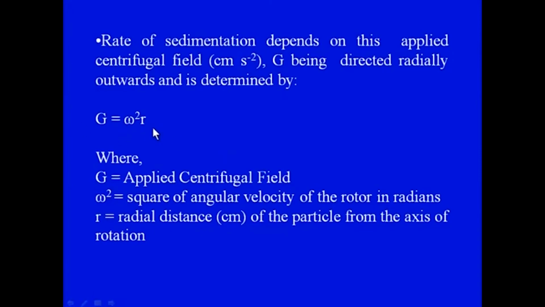Omega is the angular velocity, and this is the square of angular velocity, and r is the radial distance in centimeter, and angular velocity is in radians per second. So, r is the radial distance of the particle from the axis of rotation. That is how a particular centrifugal field is experienced by a particle, and the rate of sedimentation will depend on that particular centrifugal field.